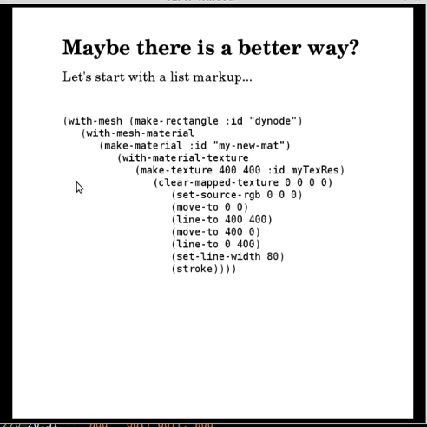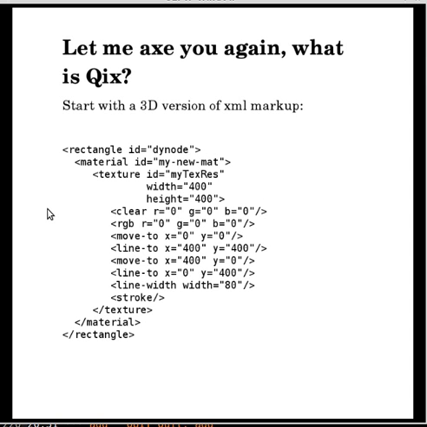Let's start with a little Lisp-based list markup. Here we have with mesh material, make material, with material texture, make the texture, and then I clear the map texture, and there we go. There are commands. It's much more concise than this even.